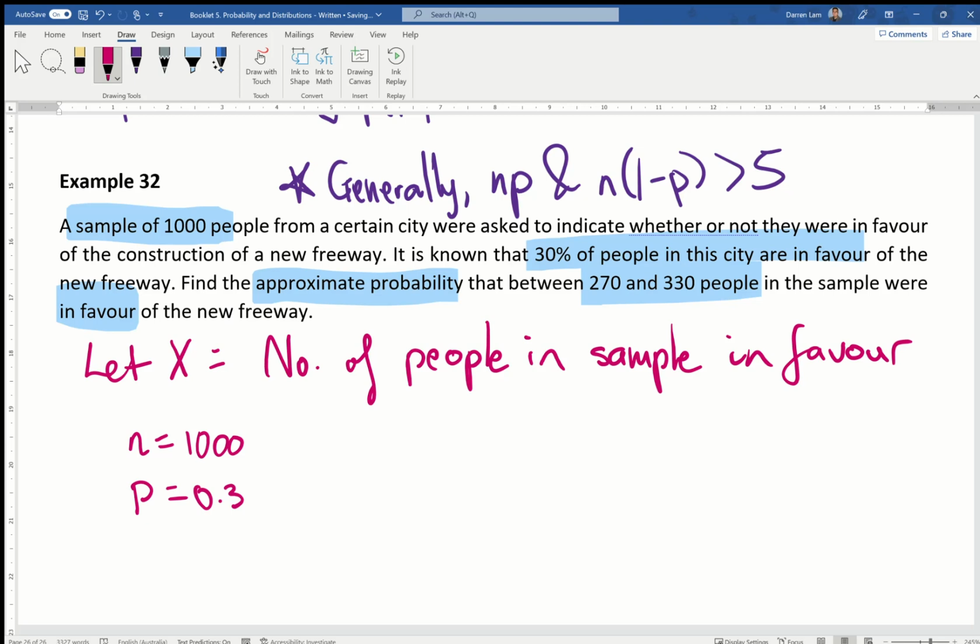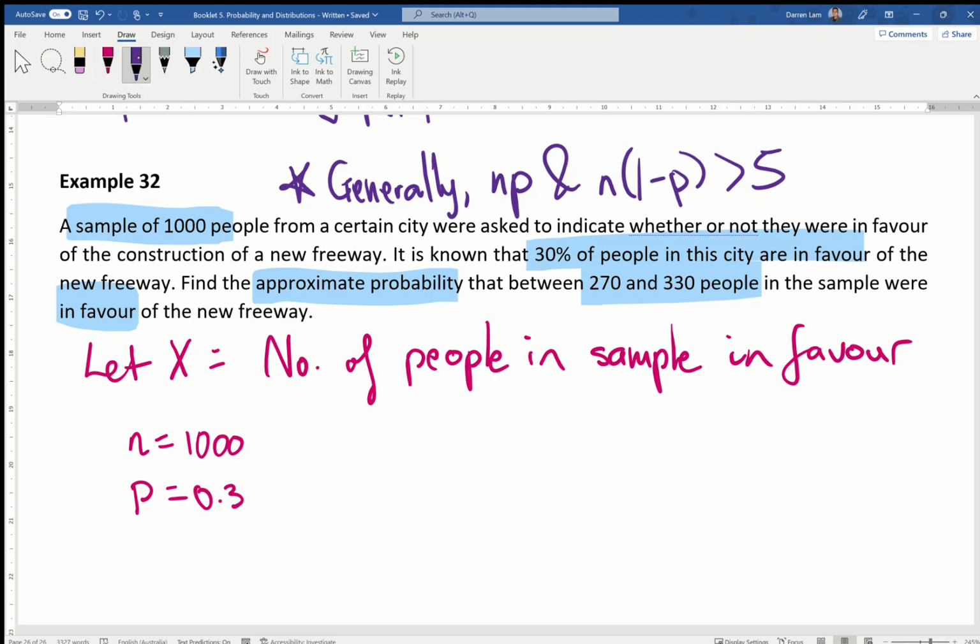Now, let's just double check. Generally speaking it should be pretty obvious, but let's check whether or not we should use a normal distribution. It says np, so let's start with np. n times p gives me 1000 times 0.3, which gives 300. That's massively greater than 5, perfect. n times (1 minus p) is 1000 times 0.7, which is 700. Great, they're both massively over 5, therefore normal distribution will be pretty satisfactory.